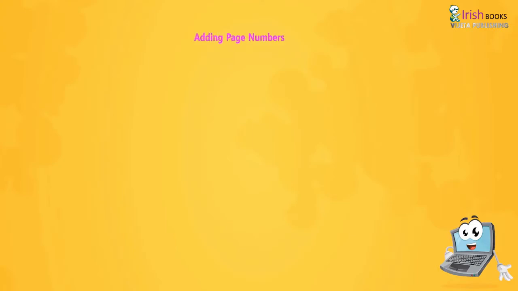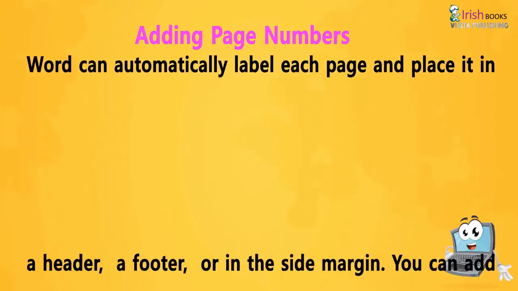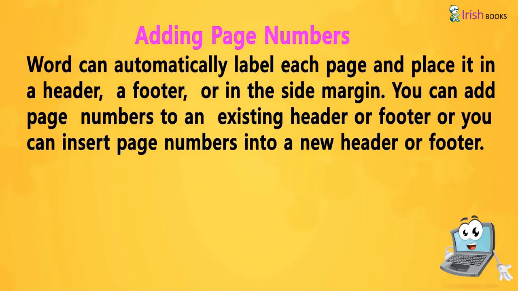Adding page numbers. Word can automatically label each page and place it in a header, a footer, or in the side margin. You can add page numbers to an existing header or footer, or you can insert page numbers into a new header or footer.